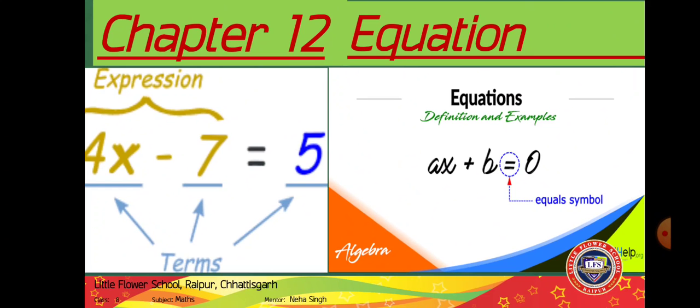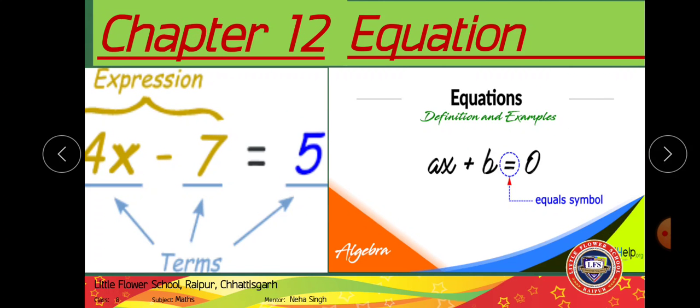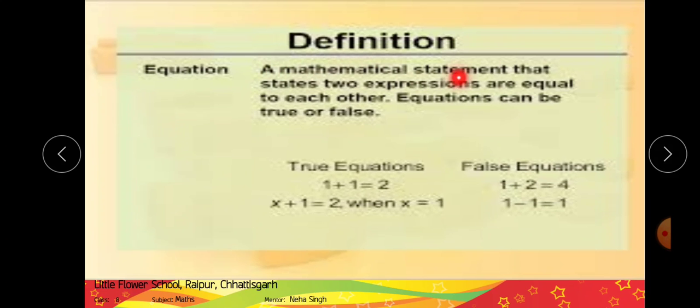So what do you mean by equation? See, an equation is when we are writing expressions in terms of variables, with an equals to sign and some constant. So this is called an equation. Coming to the definition of equation: a mathematical statement that states two expressions are equal to each other, right? If we are equating something, writing it with an equals to sign, it is called an equation.